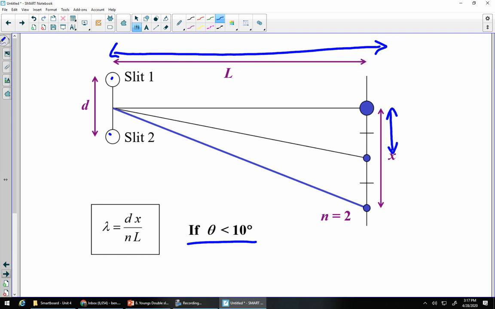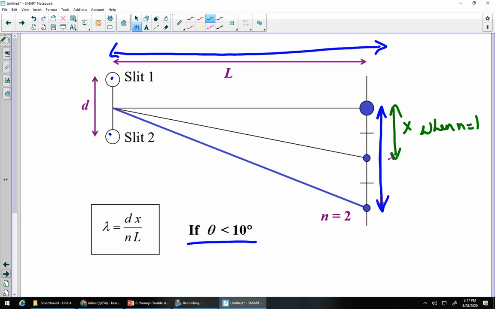Depending on what maxima you're using, if we're using n is equal to 2, you would use this whole x value up here. If we're using n is equal to 1, this is going to be x when n is equal to 1. Cool, so x changes depending on which value you are actually using.